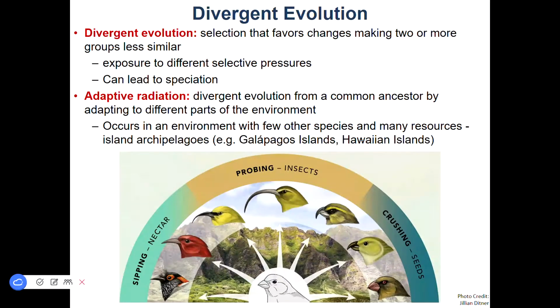Adaptive radiation is divergent evolution from a common ancestor by adapting to different parts of the environment. So it's a type of divergent evolution. Adaptive radiation is really common when organisms enter a new habitat, such as an island where there were no other organisms before. So this one is an example from the Hawaiian Islands, and the most famous one that people like to think about are when we talk about Darwin's finches.